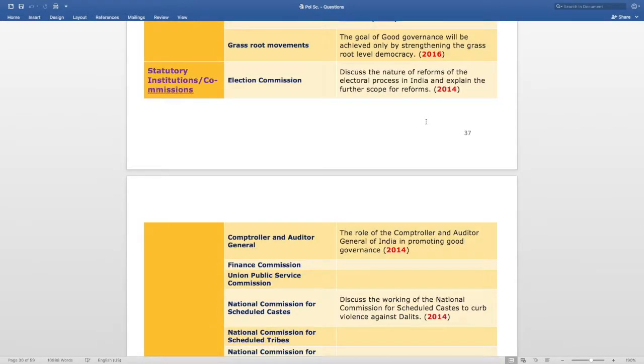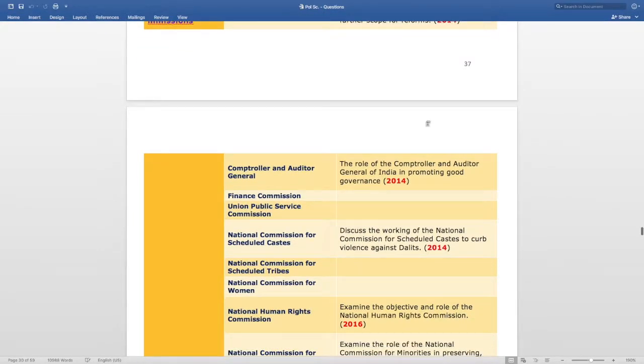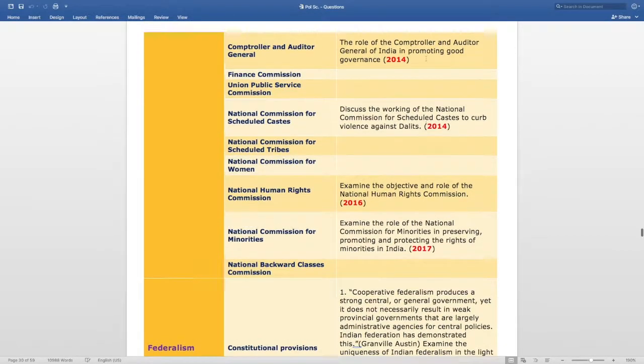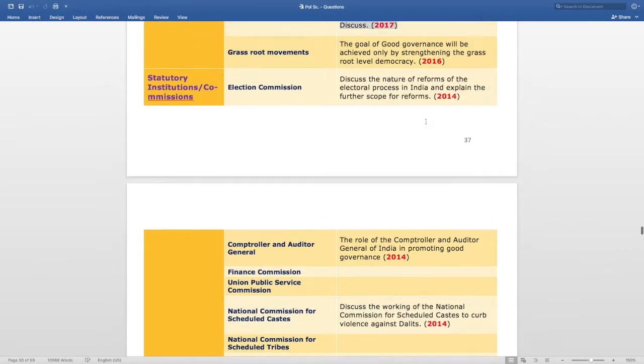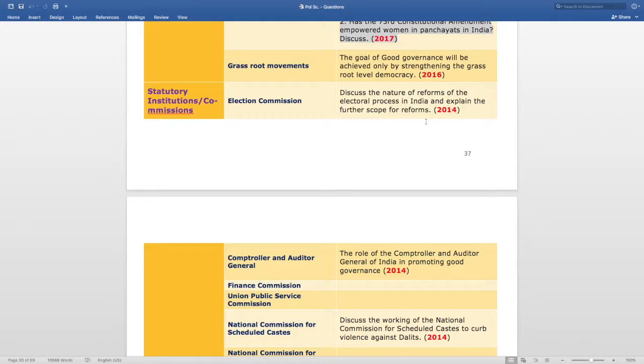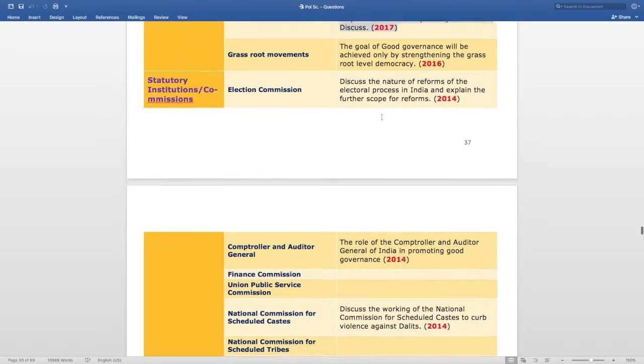Next topic is statutory institutions and commissions. So there are many commissions under this topic. So let's check out the questions asked from each commission separately. Starting with the Election Commission. Discuss the nature of reforms of the electoral process in India and explain the further scope for reforms. This question is asked in 2014.